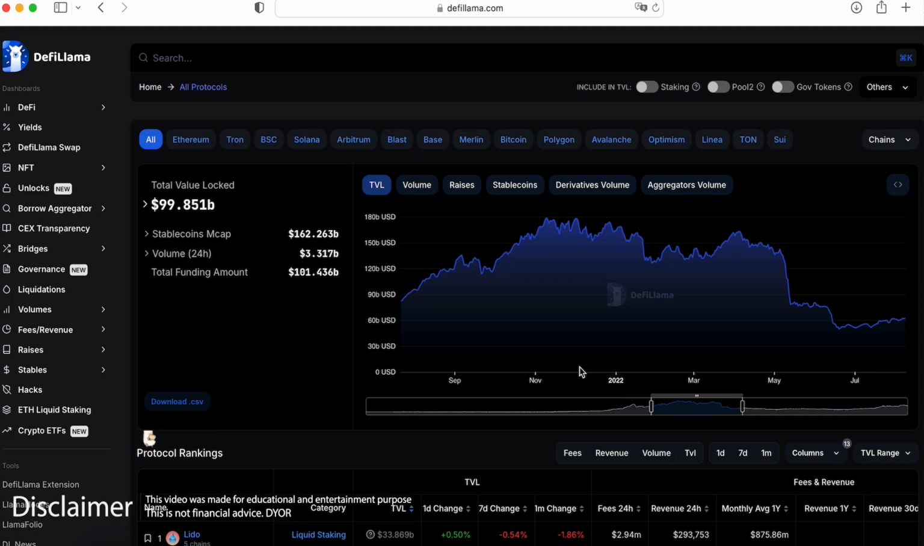Today we'd like to talk about DeFi Llama, a quick review of all its features, and why this website is basically the best source for analyzing the DeFi sector. Let's dive in.